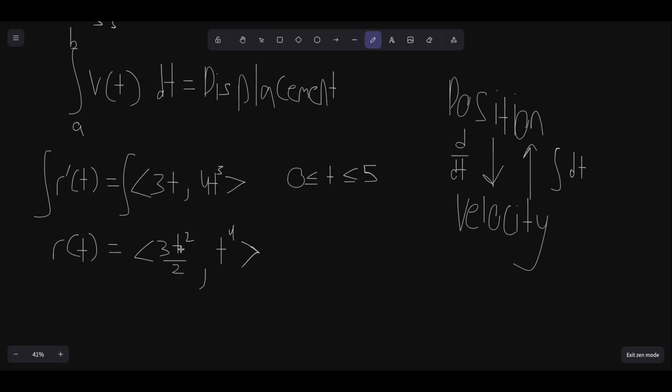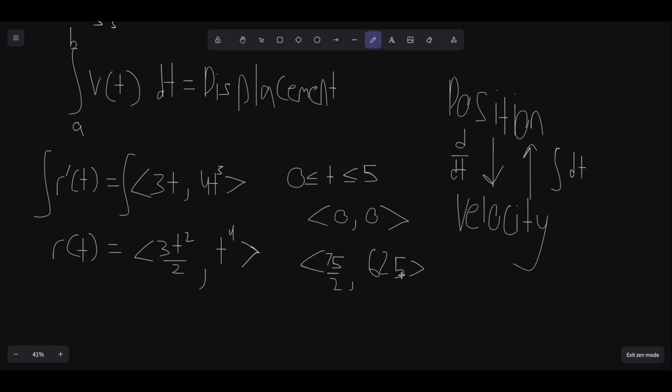If I plug in 0 here, I just get 0. So the first vector I want to consider is 0, 0. And if I plug in 5 into here, I get 25 times 3 is 75, so 75 over 2, comma, and then 5 to the 4th power. Let me calculate this out. 5 to the 4th is, I think, 625.